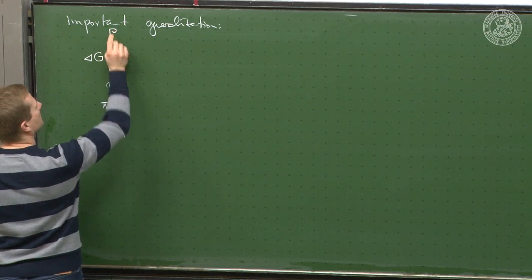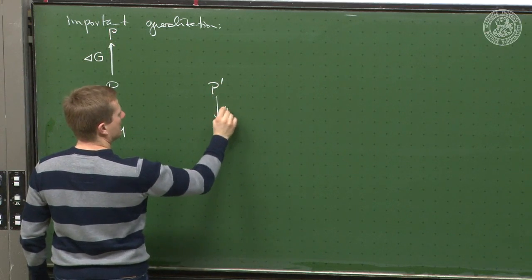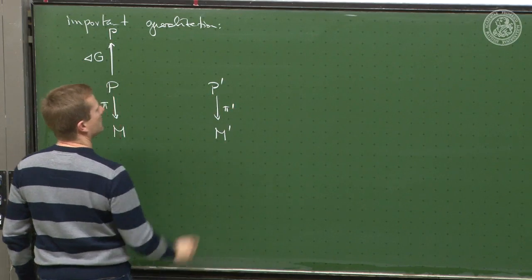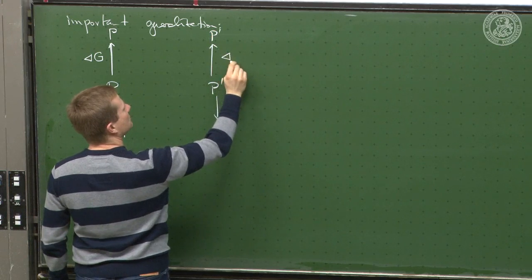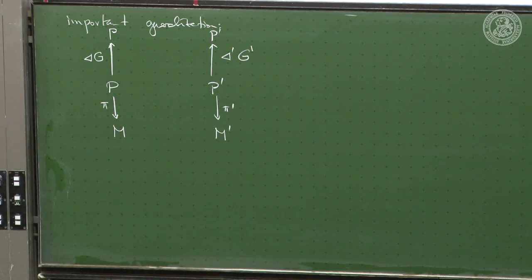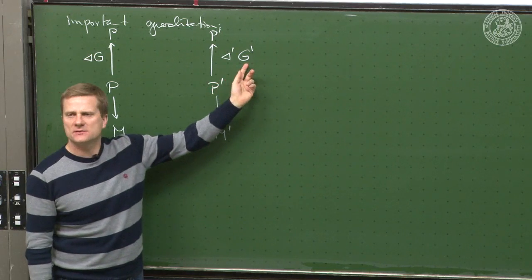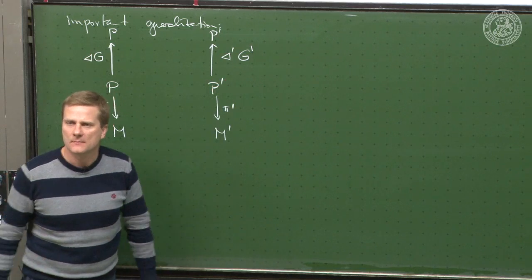I go back to P, and now I take another principal bundle, P prime, down with π prime to M prime, and I have an action π prime, but it's a different group G prime. So really two entirely different principal bundles, even a different group G prime. Can't be more general, right?